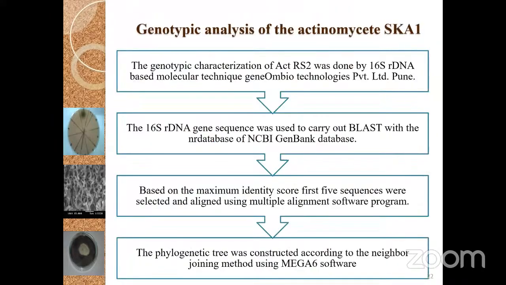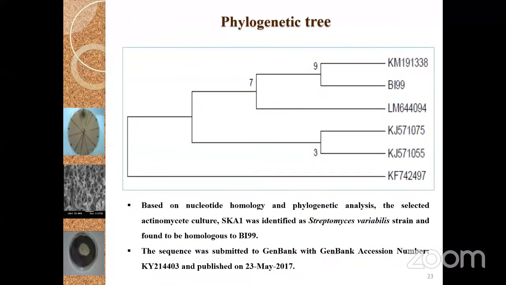Then after this, the genotypic analysis of the actinomycete SKA1 culture was carried out. Based on nucleotide homology and phylogenetic analysis, the selected actinomycetal culture, SKA1, was identified as Streptomyces variabilis strain and found to be homologous to BI99. This sequence was submitted to GenBank with the accession number KY214403, and it was published on the 23rd of May 2017.